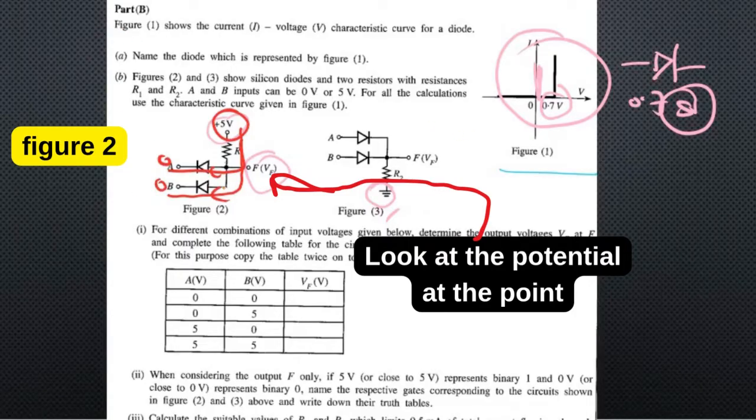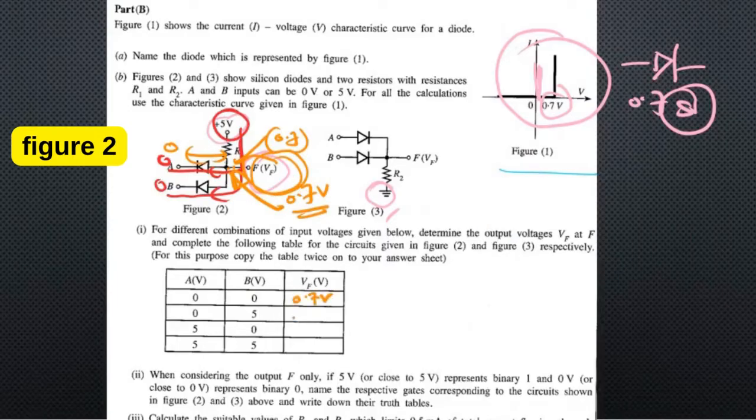And the forward bias potential is 0.7. So the potential here has to be 0.7 because here it's 0. So the difference has to be 0.7. So the potential at this point has to be 0.7 volt. So the F output will be equal to 0.7 volt. So I'm going to put it here as 0.7 volt. And let's move into the second scenario now.